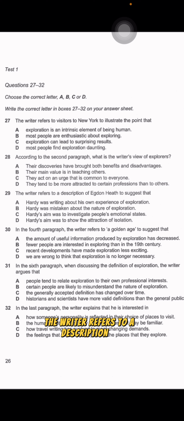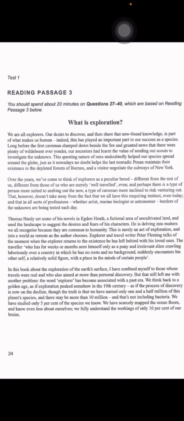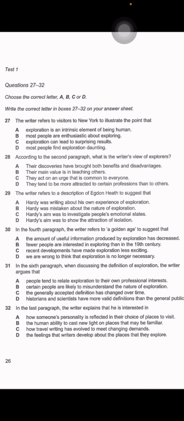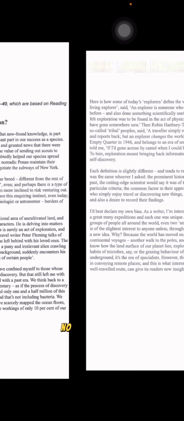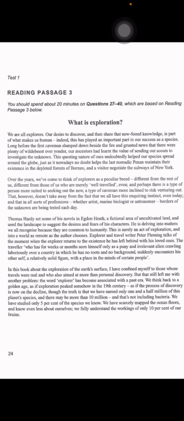The writer refers to a description of Egdon Heath to suggest that Hardy was writing about his own experience of exploration. Okay, this is surely an act of exploration and into a world as remote as the author chooses. No, option A is wrong because Thomas Hardy was writing about his own experience of exploration. No, because the paragraph says he used the landscape to suggest the desires and fears of his characters, not his own.